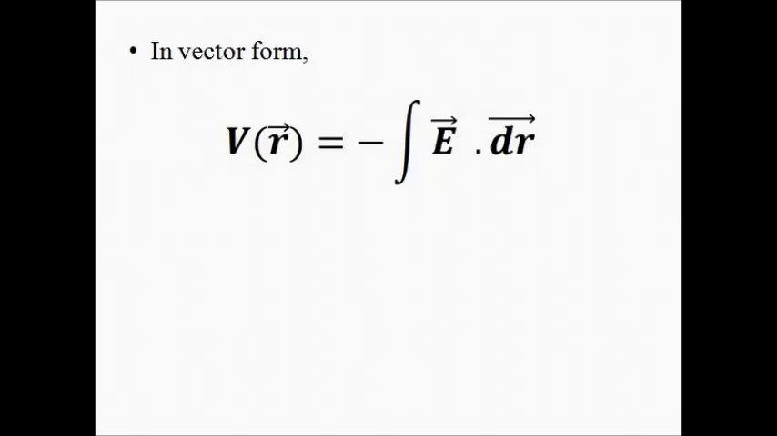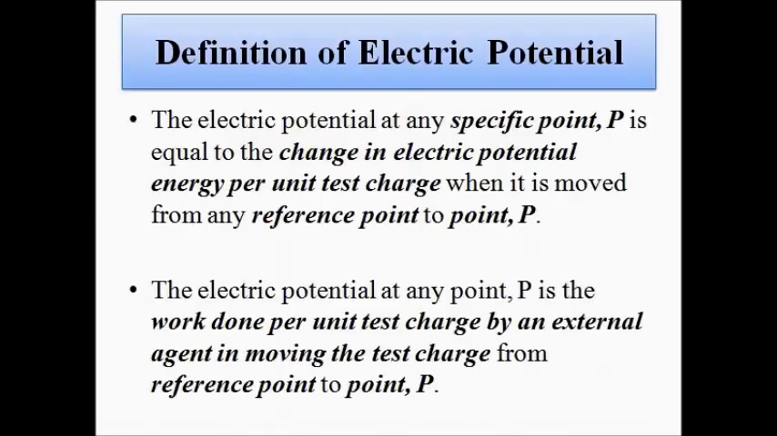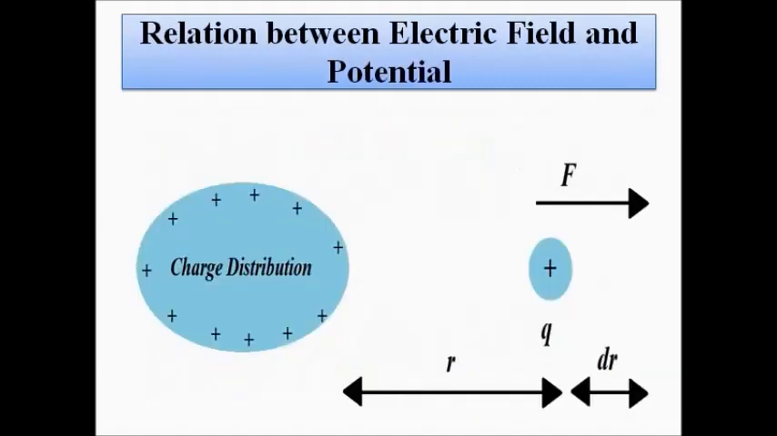So here we have discussed electric potential. We derived its mathematical expression from electric potential energy, and we also studied two definitions in terms of potential energy change and work done. And then we established a relationship between electric field and electric potential.